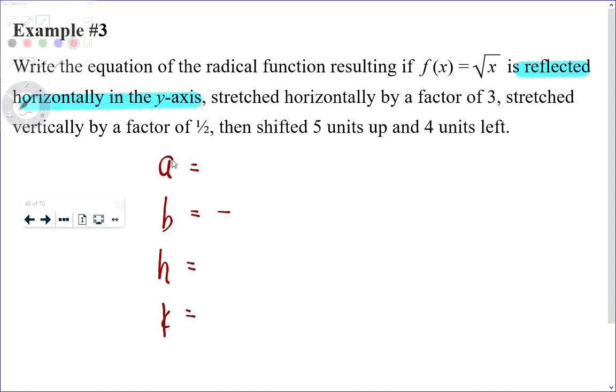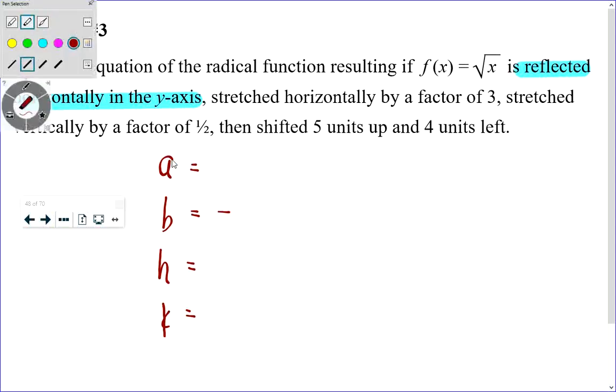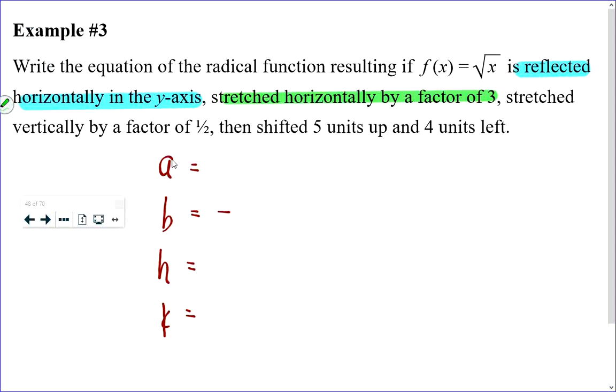If we stretch something horizontally by a factor of 3, which of the 4 parameters changes? Correct. And what will B be? 1/3. So all we're doing is we're translating this word salad into math. That's what we're doing. Stretched vertically by a factor of 1/2.